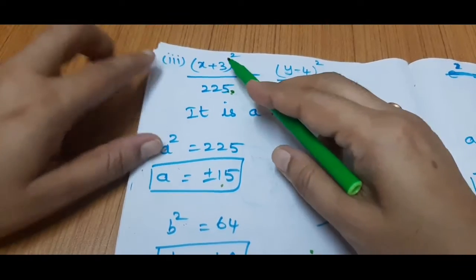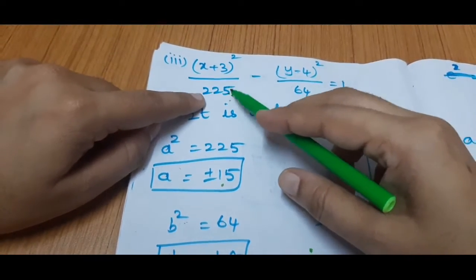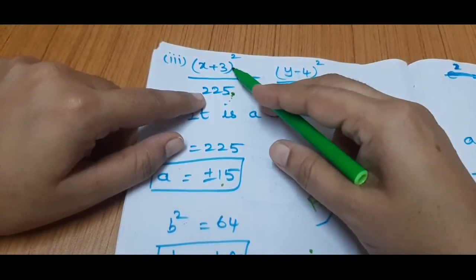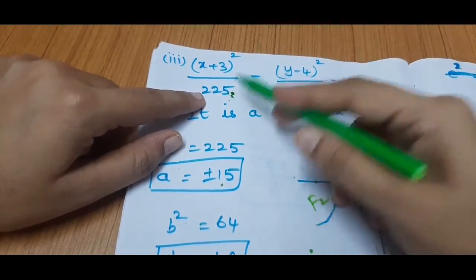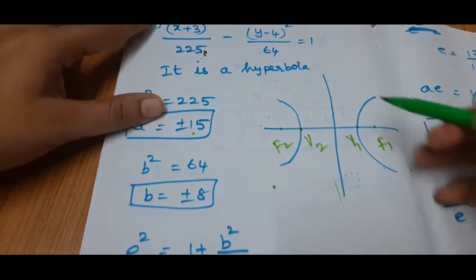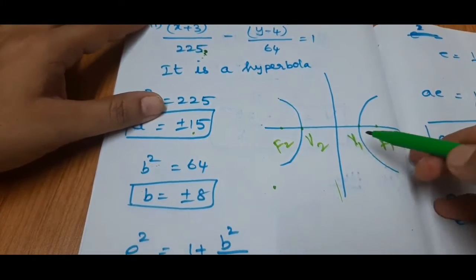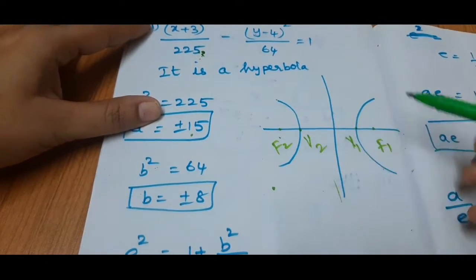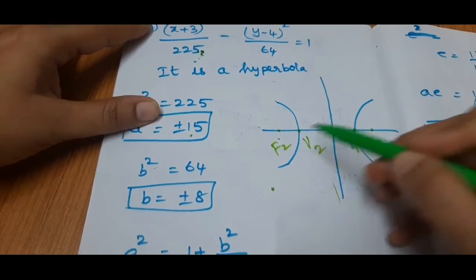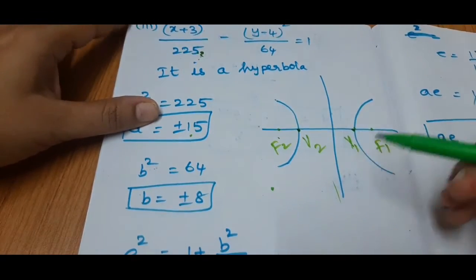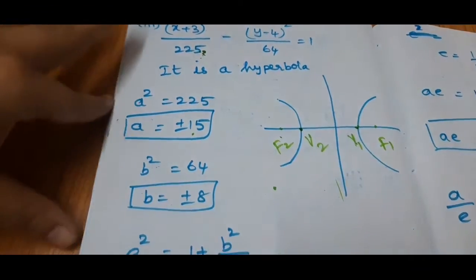Just look at this. The greater number is below the x term. Therefore, the hyperbola is on the x-axis. So this is focus 1 and this is focus 2. This is vertex 1 and this is vertex 2. So the hyperbola will be like this.